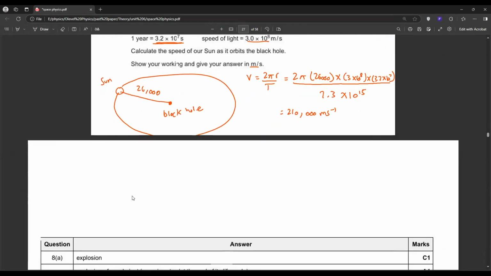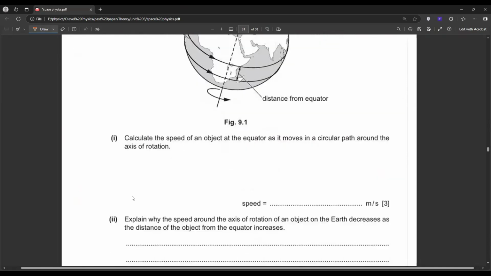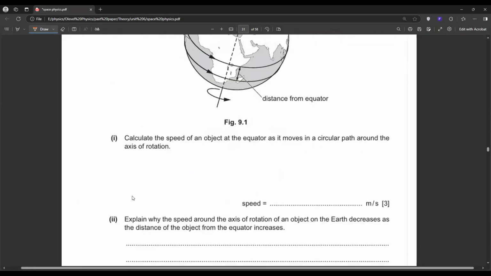Let's further move ahead. Okay, let's see this. The Earth has a radius of 6.4 into 10 raised to the power of 6 meters and rotates on its axis once in every 24 hours. Okay. Figure 9.1 shows that as the Earth rotates, objects on the surface of the Earth move in circular paths around the axis of rotation. Perfect. Calculate the speed of an object at the equator as it moves in a circular path around the axis of rotation. We have to calculate the speed of the object.